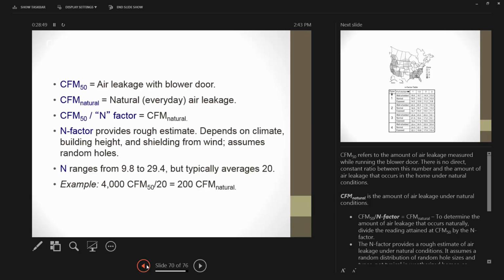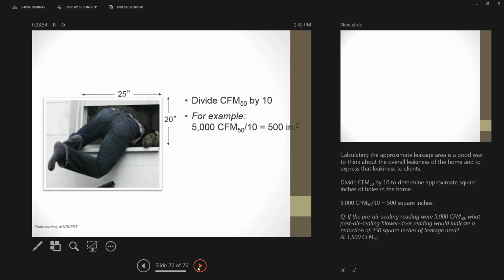So basically what you're trying to do is determine how much air is leaking through your house. For example, if your N factor is 10, you're at 50 pascals and you're reading 5,000 cubic feet per minute, it could be the equivalent of a 500 square inch hole in your house. That's a lot of air leakage. I'm not sure you could even reach 50 pascals if you've got that much air leakage.